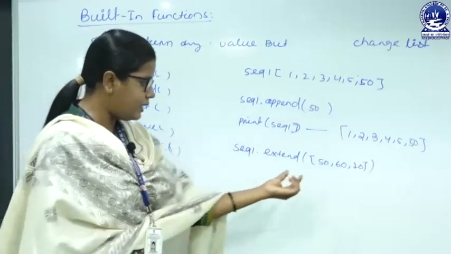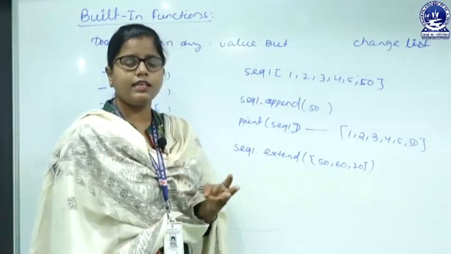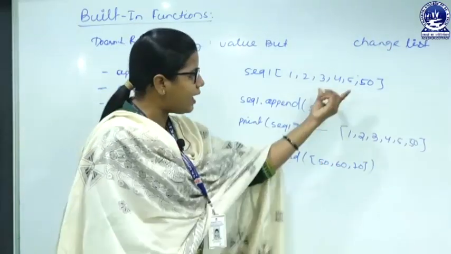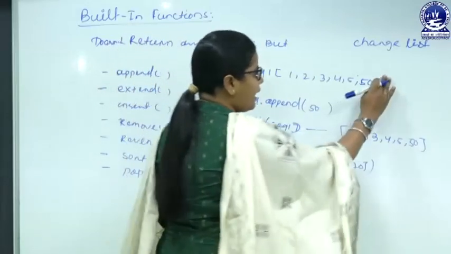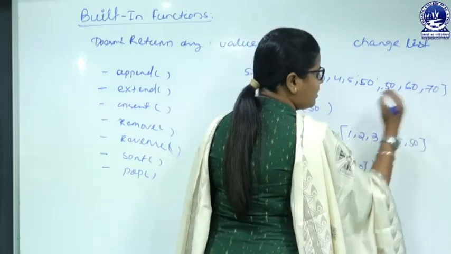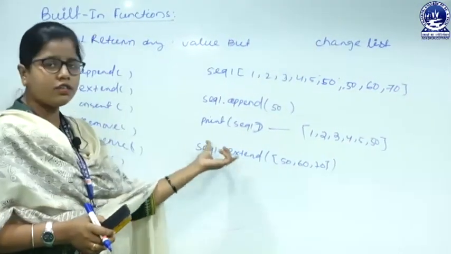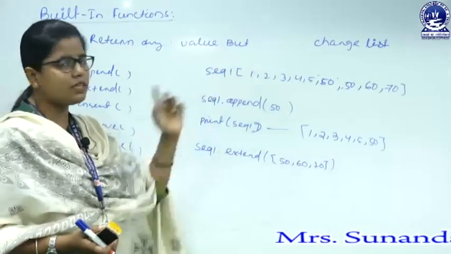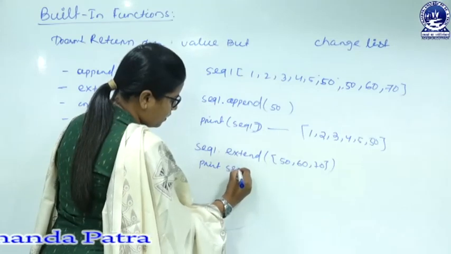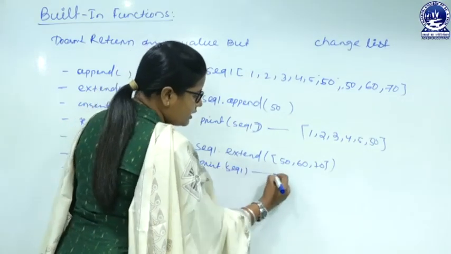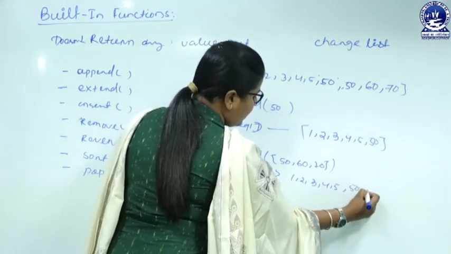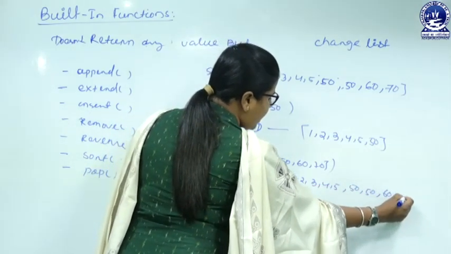So what will happen? Here I am taking 3 values, that is multiple elements. These elements will get added at the end of the list. Again 50 will get added, 60 will get added and 70 will get added. That means this function will not return anything, but the list will be modified. So when I print sequence 1, this will return 1, 2, 3, 4, 5, 50, again 50, 60 and 70.